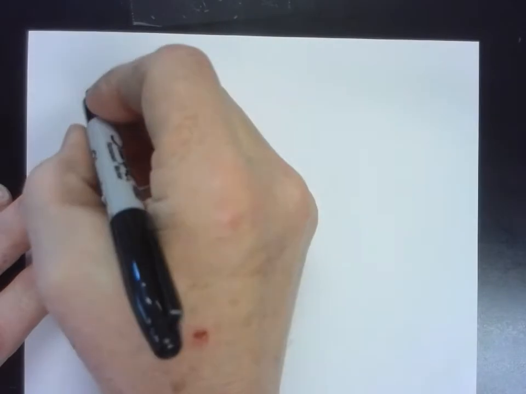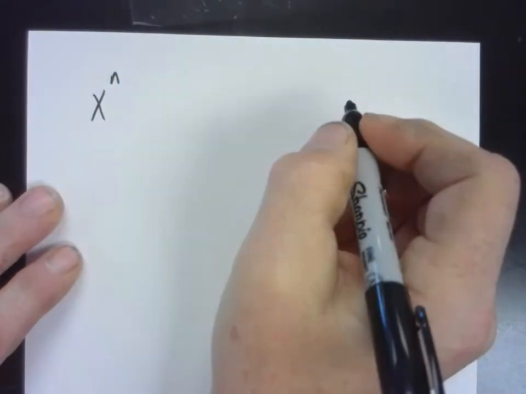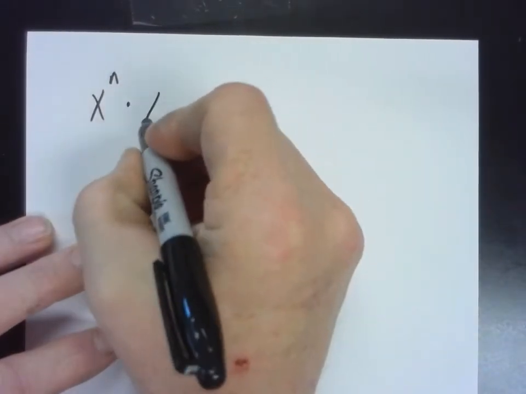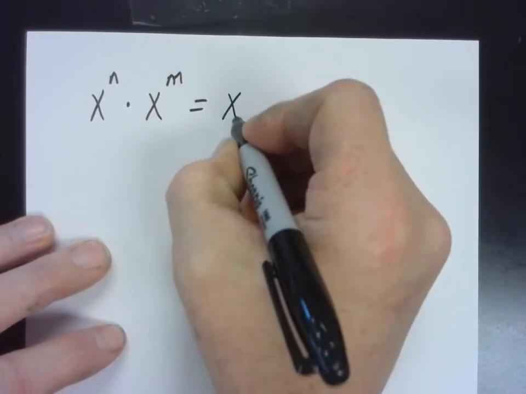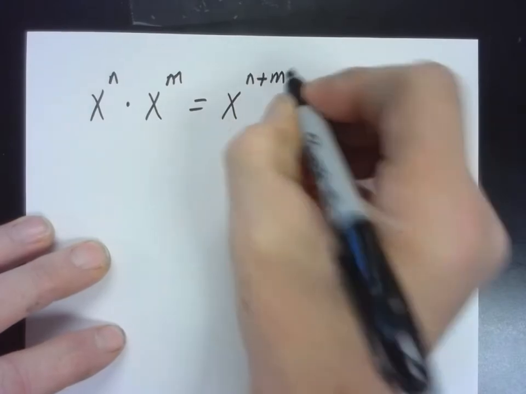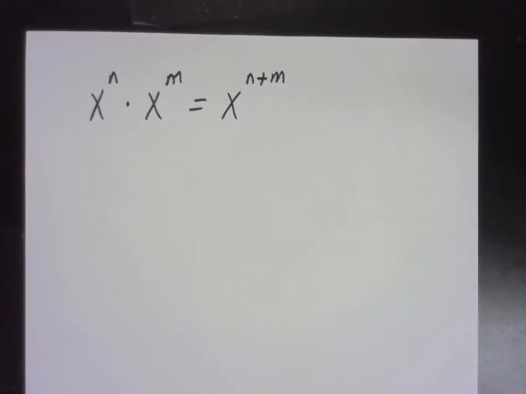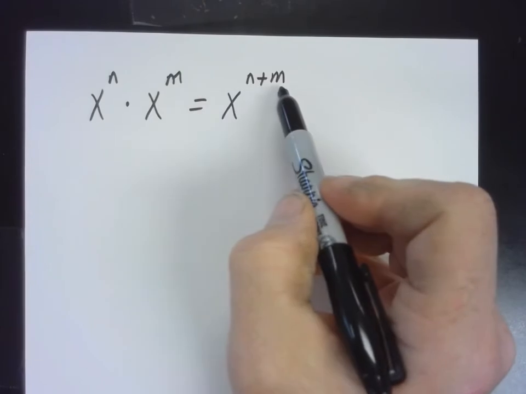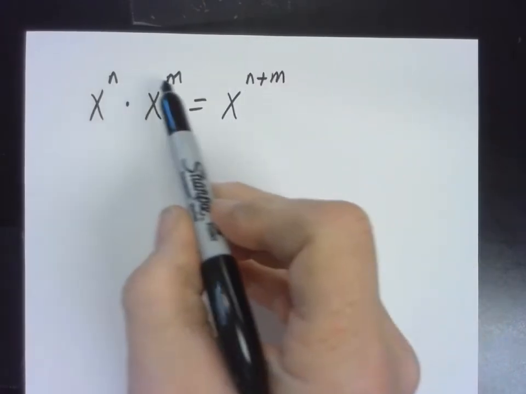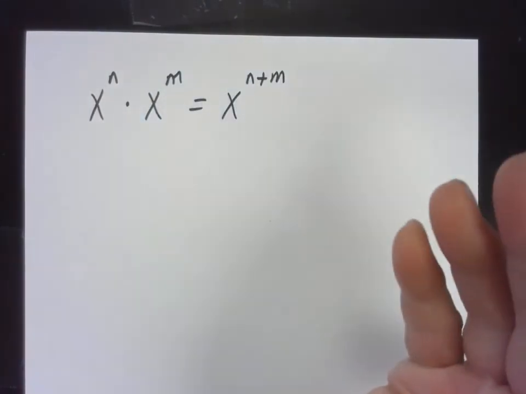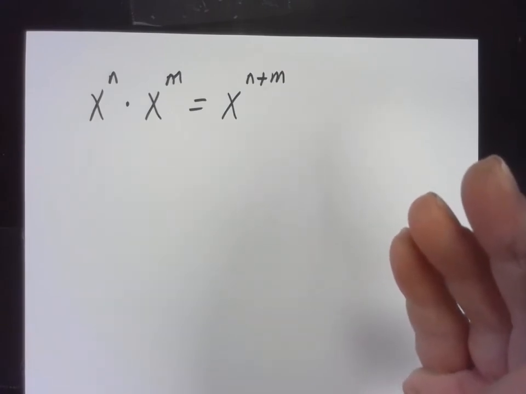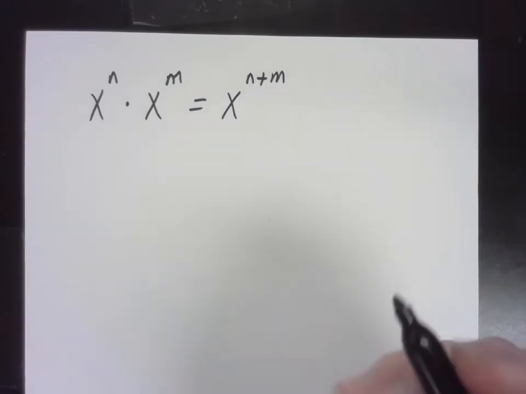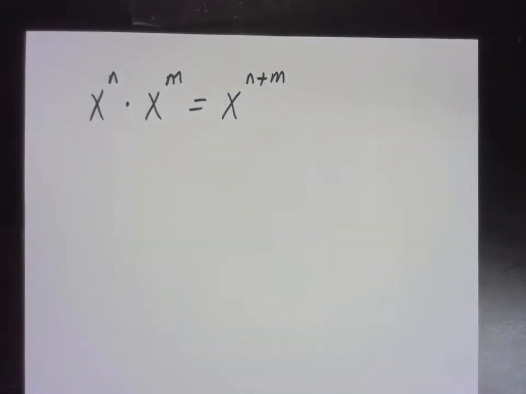And here's what the rule looks like. X to the n power times x to the m power is equal to x to the n plus m power. Now, you've probably never seen exponents that look like that before, have you? But isn't that the rule? Isn't that what's going on? I see a little bit of nodding. Can I have a yes? Yes. All right.